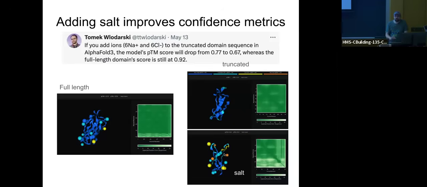So it seems like you can use essentially salt as a way to tell the model, hey, this is not a unit in isolation. My guess is it's like saying, hey, this is a truncated protein, and it's probably implicitly assuming there's other things around it. But as soon as you throw salt in there, it says, hey, this is a bad idea because you're exposing lots of hydrophobics on the surface, and the salt can interact.